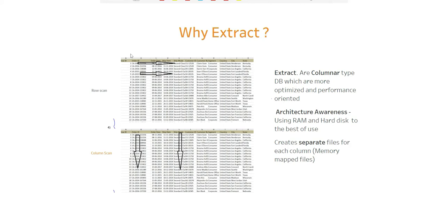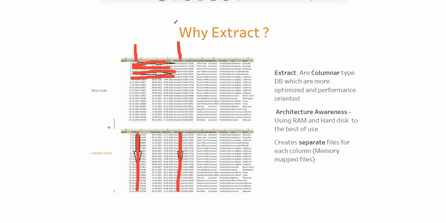For example, if you are querying order ID and ship date against a relational database, it will scan each and every row. In that process, it will also pass through the values which you are not concerned about. You're only concerned about order ID and ship mode. Whereas with column scanning, you are scanning just those very particular columns. That will really help you to save time.